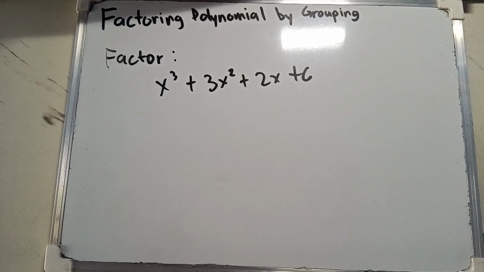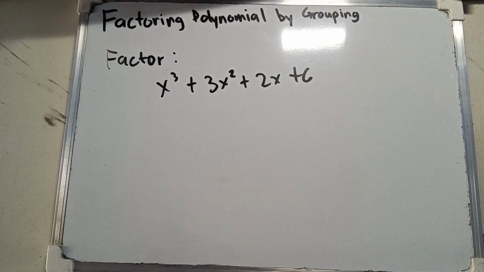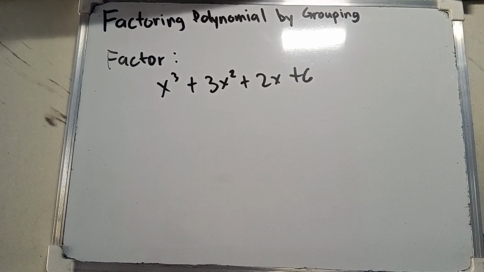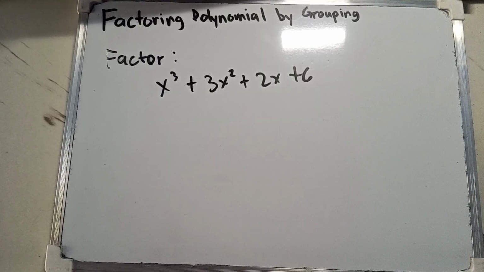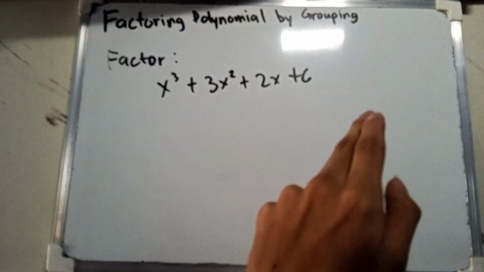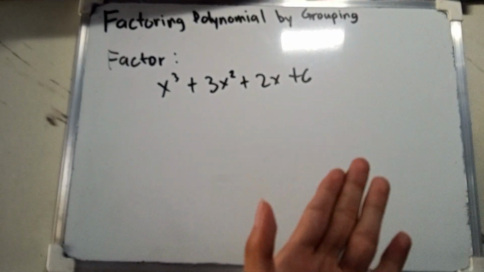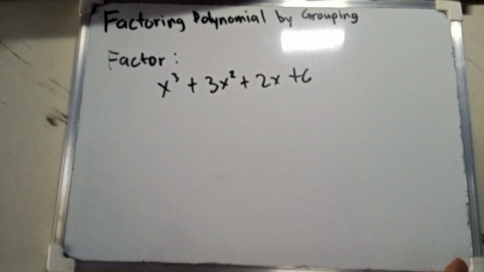So how do we factor this polynomial? By means of grouping. Factoring by grouping is a method used to factor polynomials with 4 or more terms like this. Okay? By grouping terms in pairs and factoring out a common binomial factor.